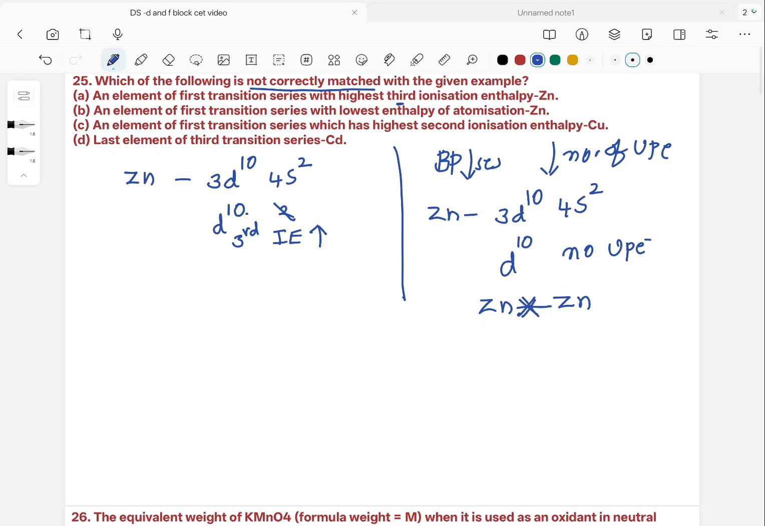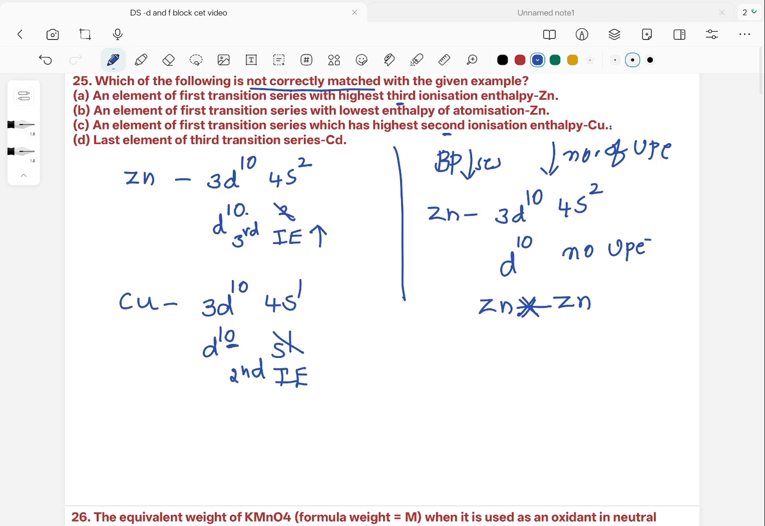Now, the third statement: an element of the first transition series which has the highest second ionization enthalpy is copper. Its ground state configuration is 3d10 4s1. They are talking about second ionization enthalpy, meaning after losing the s1 electron, the second electron should come from d10. That is the second ionization enthalpy, and it will obviously be very high as it is a stable, completely filled configuration. So this statement is also right.